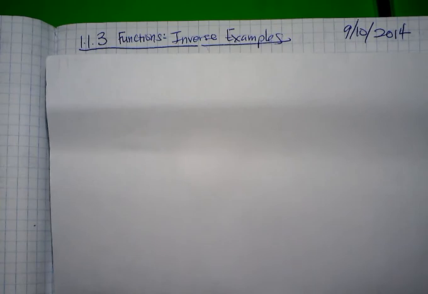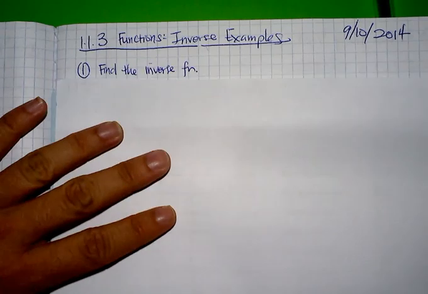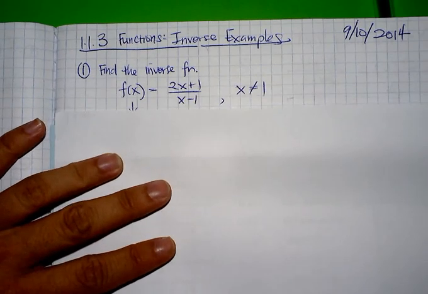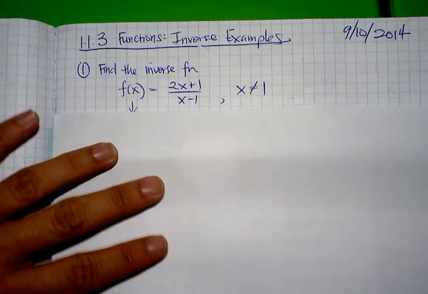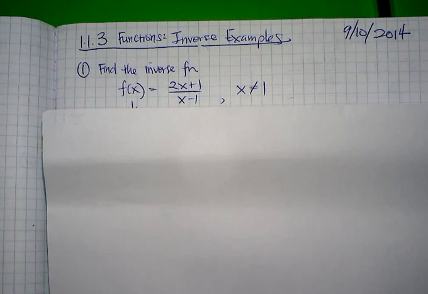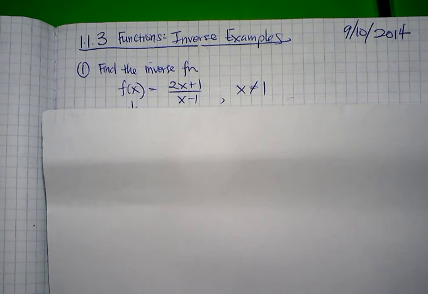Alright. So now you know what to do. Our steps are to switch the x and the y and solve for the new y. So find the inverse function for this function. The function is f of x equals, it's a rational function. Do you guys remember rational functions from Algebra 2? Rational functions are fractional functions. Fractions. Okay, 2x plus 1 over x minus 1. But you know what? X equals 1 is not included in the domain. X cannot equal 1.